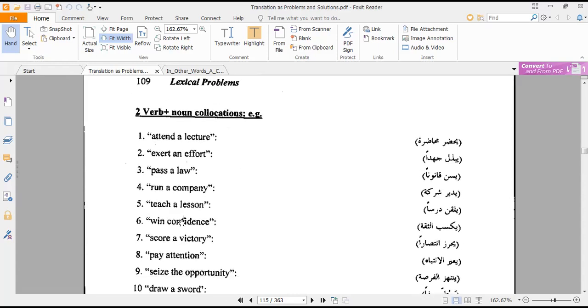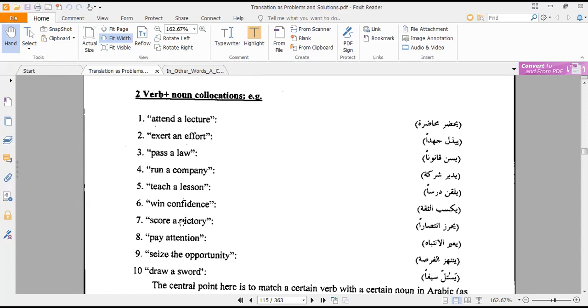طيب the second type of collocations is verb plus noun collocations. Actually, this collocation starts with a verb followed by a noun. For example, attend a lecture. If we see, attend is a verb, lecture is a noun. So we have a verb plus noun collocation. It is rendered as يحضر محاضرة. وبالتالي هنا attend يحضر, lecture محاضرة، وبالتالي الاستراتيجية المستخدمة literal translation.